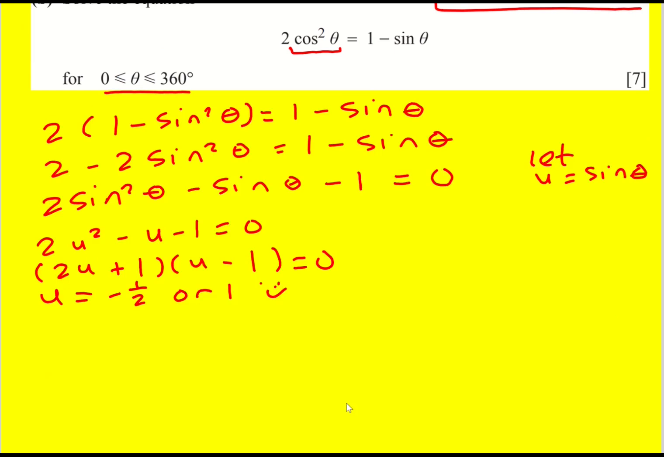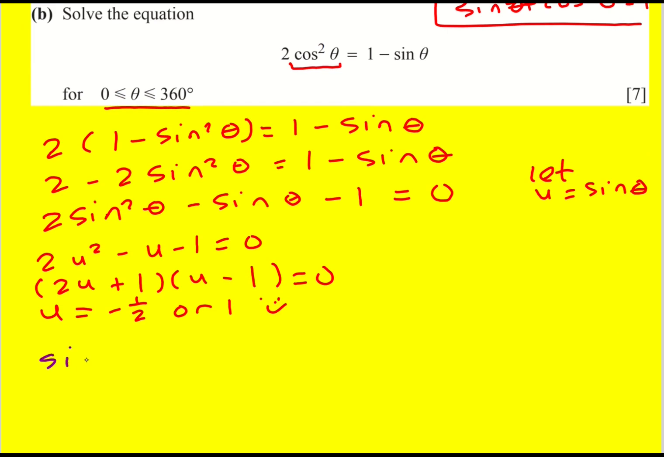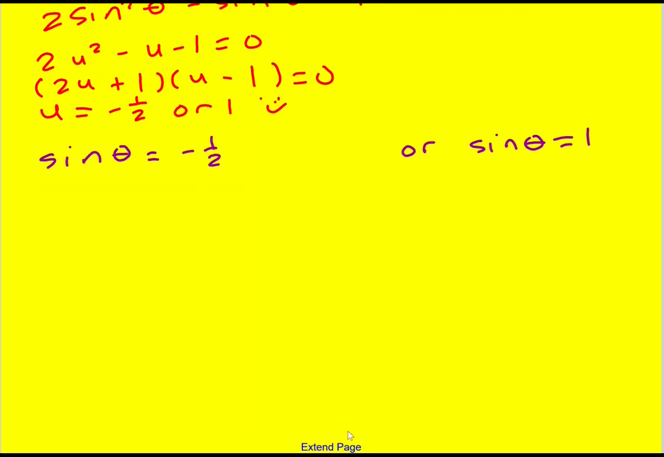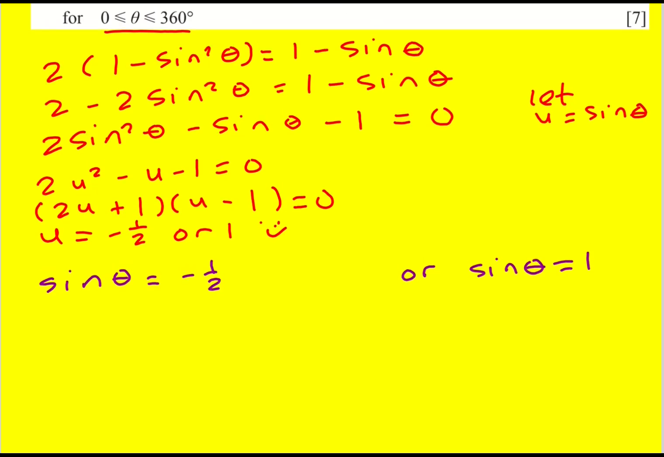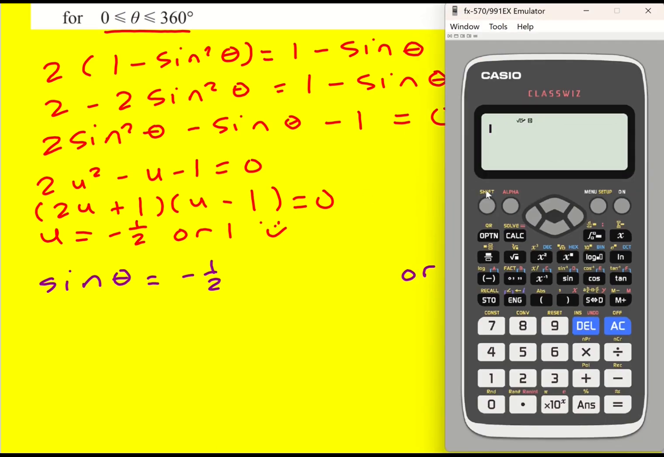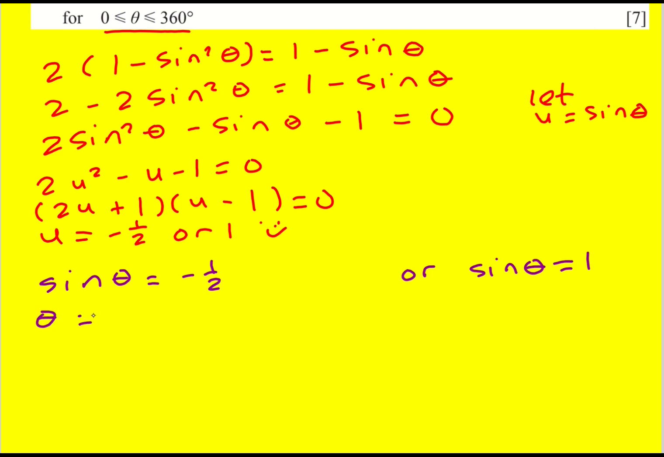So we haven't actually finished. That means that sine theta is going to equal -1/2, or sine theta is 1. Okay, remember we're solving between 0 and 360, don't forget that. So I'll deal with the one on the left first. I can do inverse sine of -1/2, which gives -30.